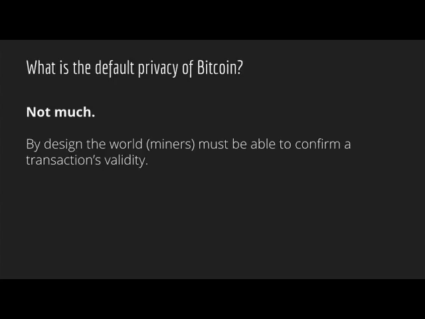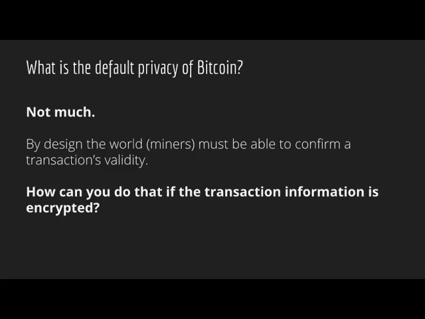And the reason why is because the incentive system outlined by the system is that miners must be able to confirm a transaction's validity. The entire world has to be able to confirm its validity. And what that means is, if that transaction information was encrypted, how would they do that? And again, that requires very sophisticated cryptographic primitives in order to do that. And that's really where things like Zcash come in.